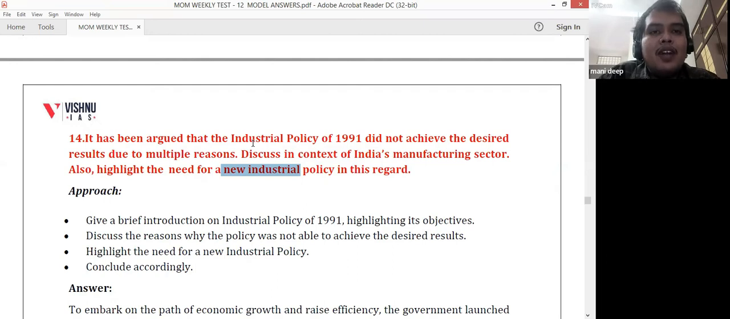For example, they used to have sugar mills and textile mills, but now it is all in the hands of private players. Private players can invest their money, follow their own corporate mechanisms, and get better returns. And the third is regarding globalization.